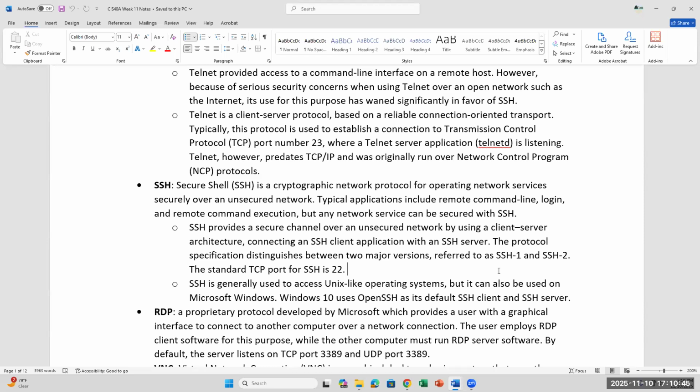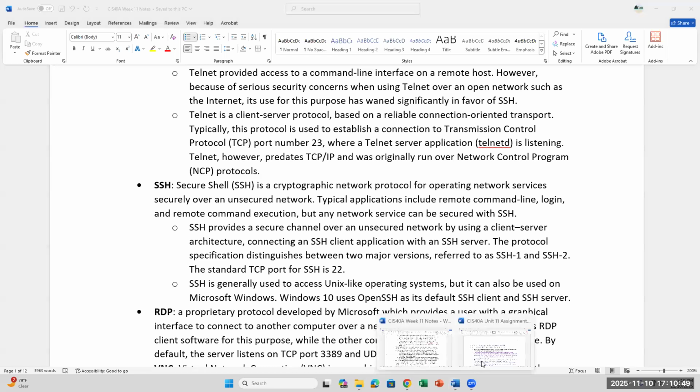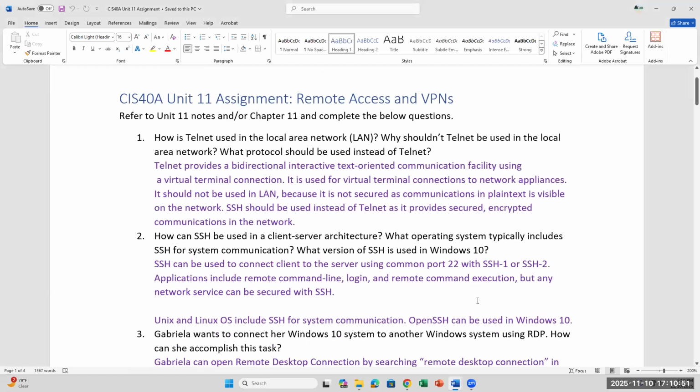So let's go through and answer some of the questions for the assignment today. We have about 20 questions, but the answers can be lengthy. You don't have to put it verbatim. So for number one, it asks you, how is Telnet used in your local area network, your LAN? Why shouldn't Telnet be used in a local area network? What protocol should be used instead of Telnet?